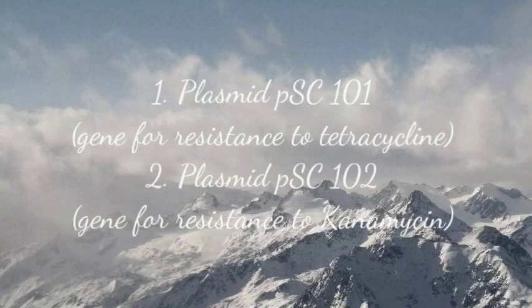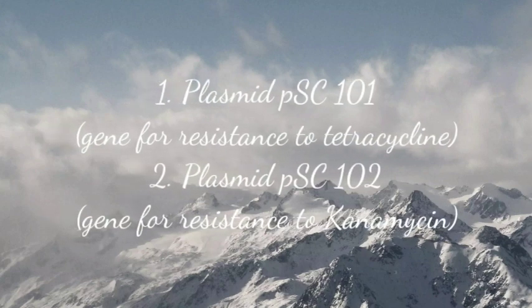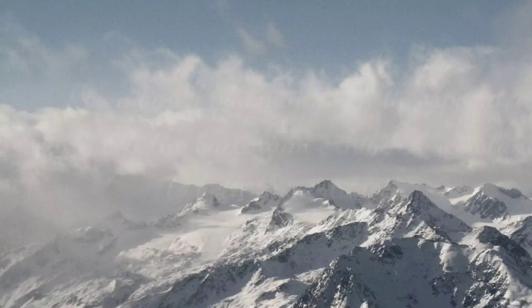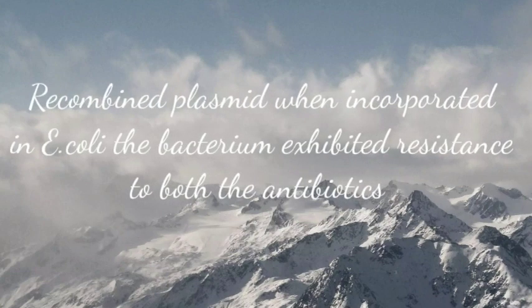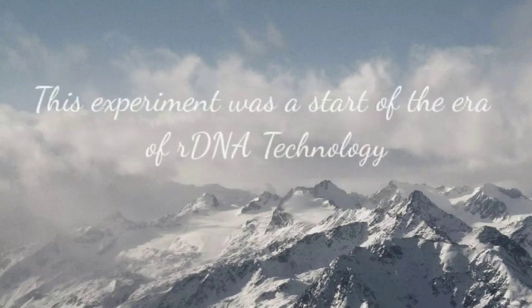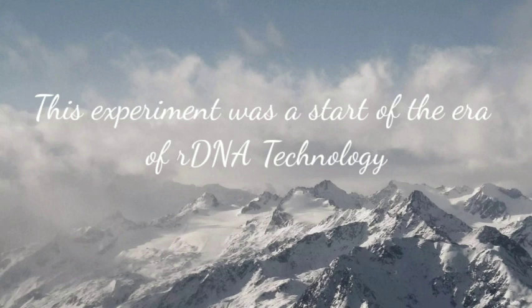The plasmids which are used for recombination: plasmid pSC101 containing the gene for resistance to tetracycline, and plasmid pSC102 containing the gene for resistance to kanamycin. After the recombination, the recombinant plasmid was then incorporated in E. coli. The bacterium then exhibited combined resistance to both the antibiotics. This experiment was the start of the era of rDNA technology.